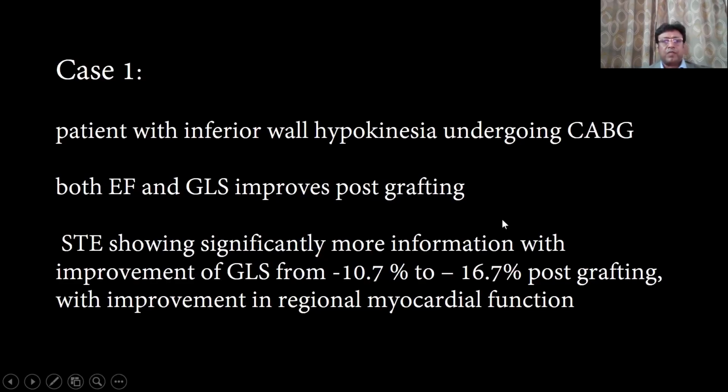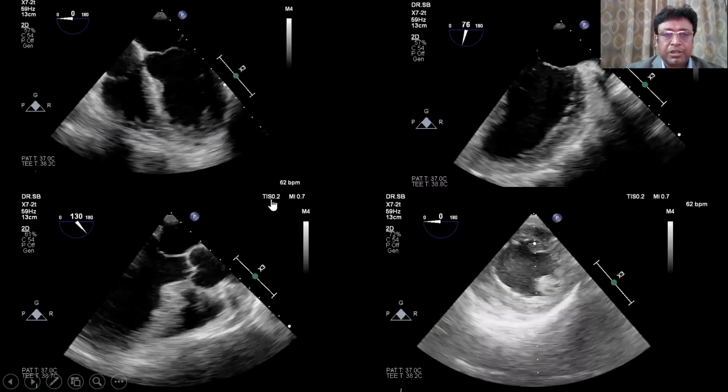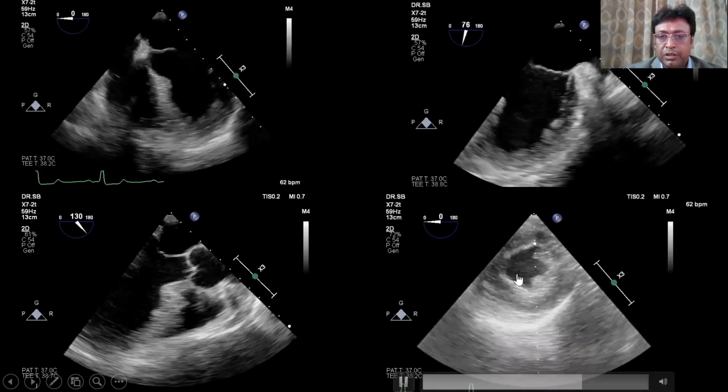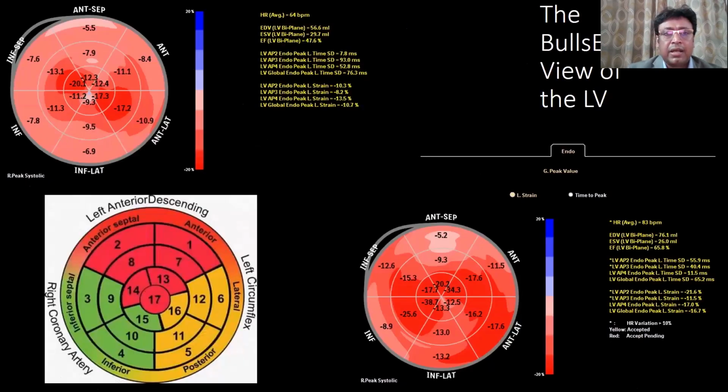One of our own cases, a patient undergoing CABG with inferior hypokinesia. Both the EF and GLS improve post-grafting. The GLS improves from minus 10.7 to minus 16.7. And these are the images. You can see it's a fairly good LV. There's inferior wall hypokinesia on the 2D echo. And once you see the bullseye, you can see it was pale before, and there's increased redness indicating that the function has improved.